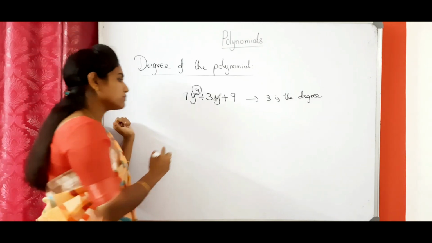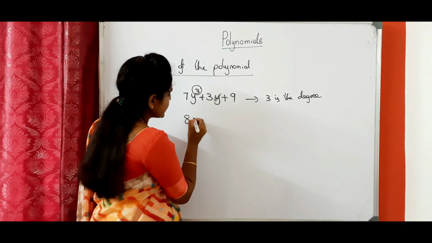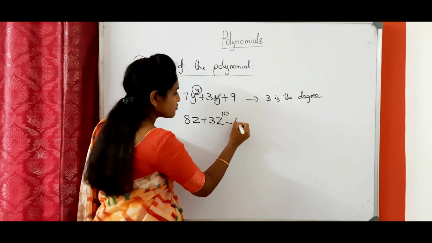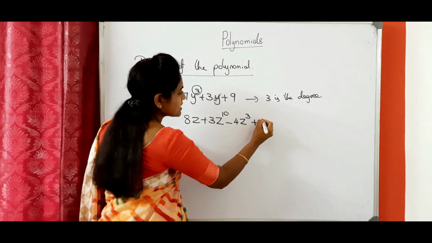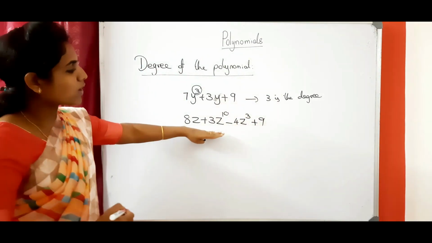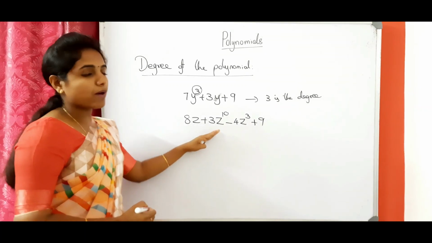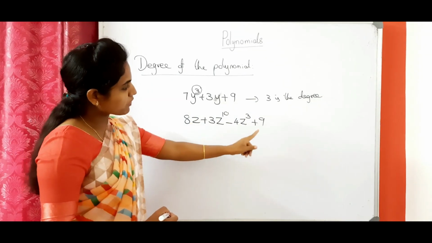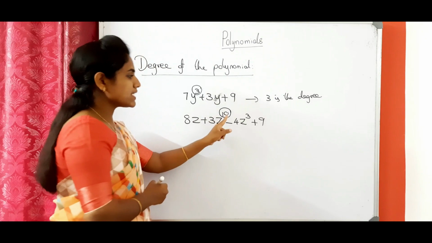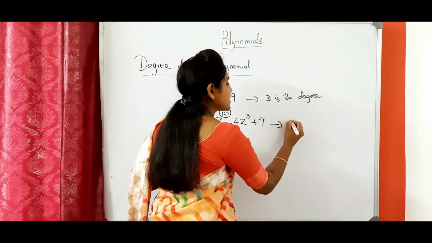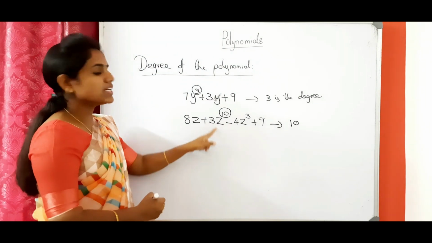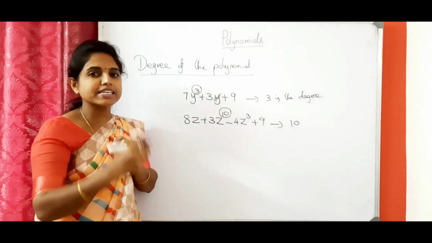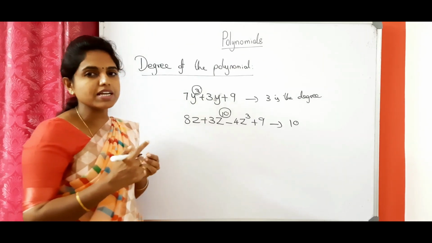I used to give one more example. 8z plus 3z power 10 minus 4z cube plus 9. See this polynomial. Here what is the degree of the polynomial? Degree of the polynomial means highest power of the variable. What is the highest power of the variable? 10. Therefore, the degree is 10. 10 is the degree of this polynomial. So, the highest power of the variable is called the degree of the polynomial.